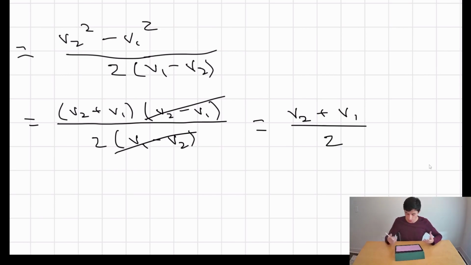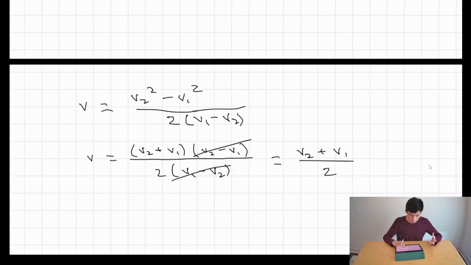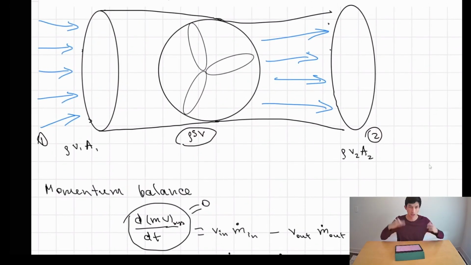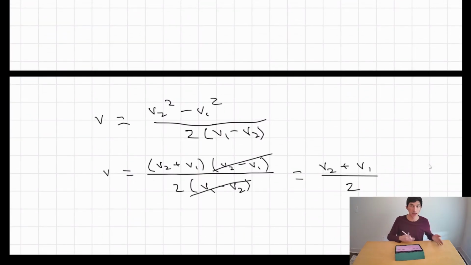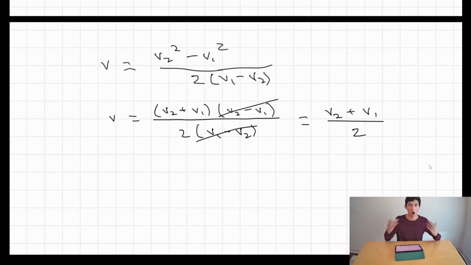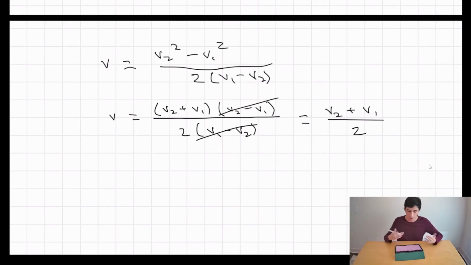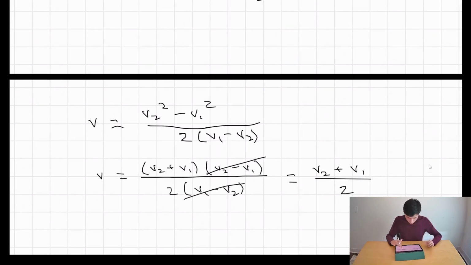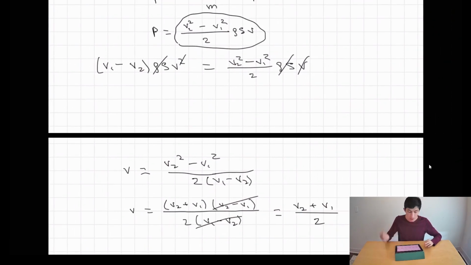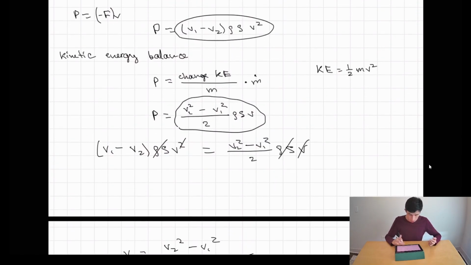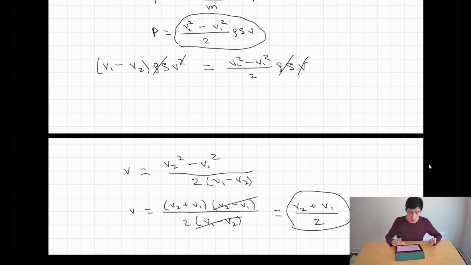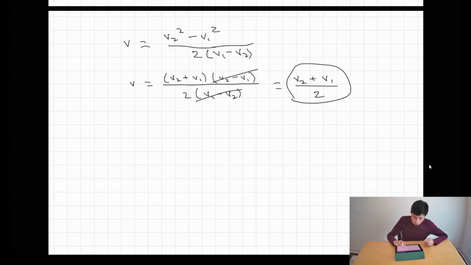So isn't it cool that the velocity that's going to the blades is just the average velocity of that which is going in and out. So it was something obvious, but we derived it using the equations. Okay, and now what we can do here is replace this into the power equation we derived from the kinetic energy balance.